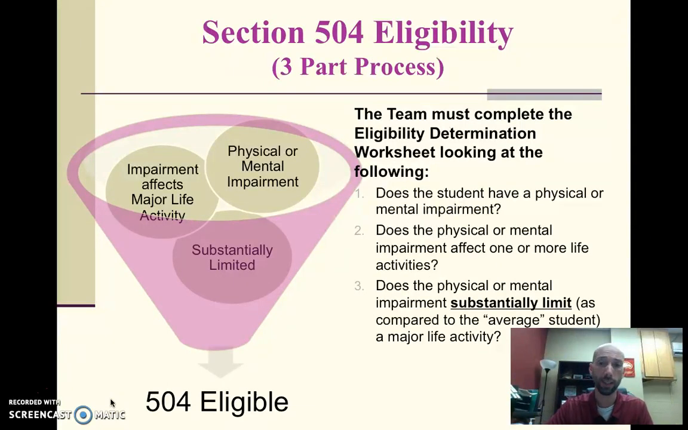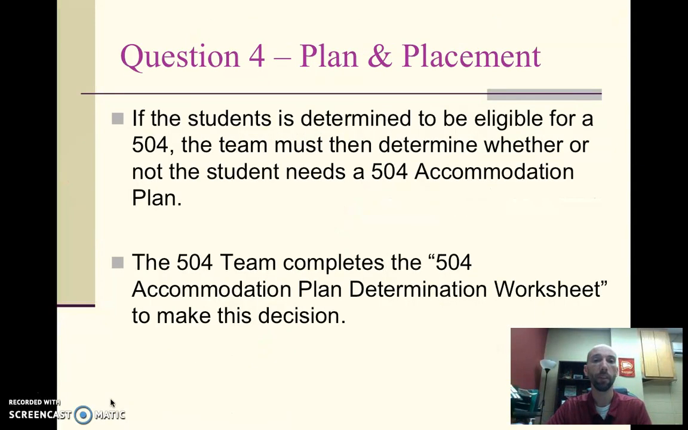There's a 3-part process to eligibility determination. Does the student have a physical or mental impairment? Does the physical or mental impairment affect one or more life activities? And then, does that physical or mental impairment substantially limit as compared to the average student?